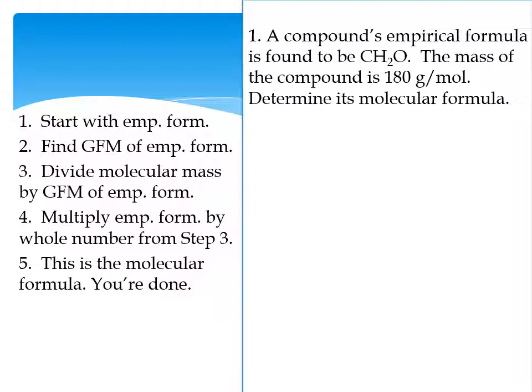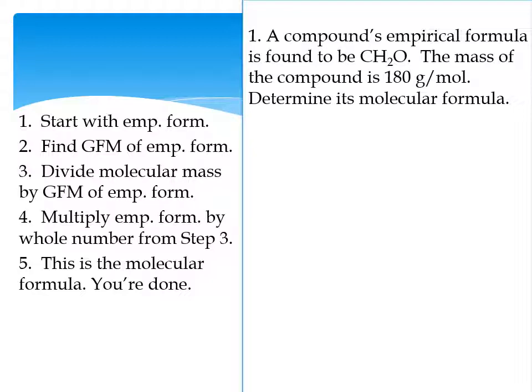That means its simplest ratio of elements within that molecule is 1 carbon to 2 hydrogens to 1 oxygen, always in that ratio. So all we know about it so far is that for every carbon, there's an equal number of oxygens, and for any one of those two elements, there's twice as many hydrogens. Once we know how many of each element we have, we can see that it matches this, but that's all we know so far. It also tells us that the mass of the compound is 180 grams per mole.